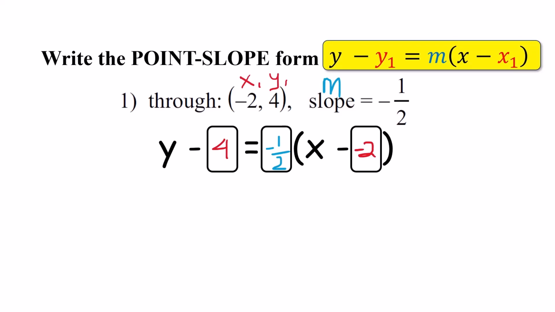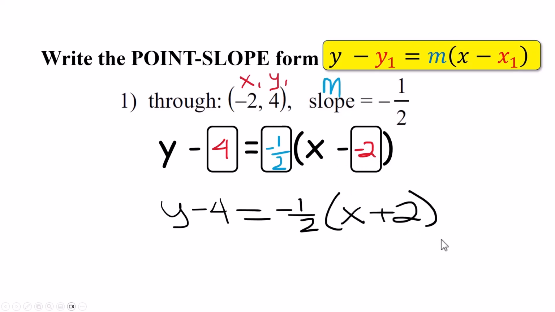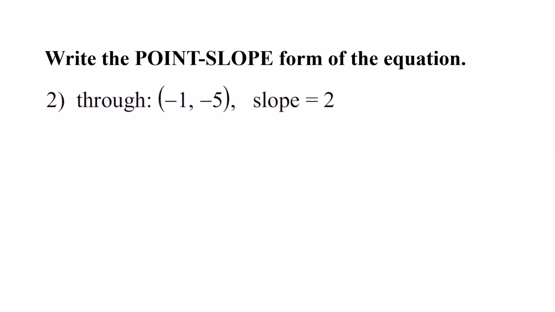Now I'm going to rewrite this because we've got a double negative happening right here, x minus a -2. That double negative is going to change to a plus. So the final answer is going to be y minus 4 equals -1/2 times x plus 2. And we move on, number 2. We're going to do it again.